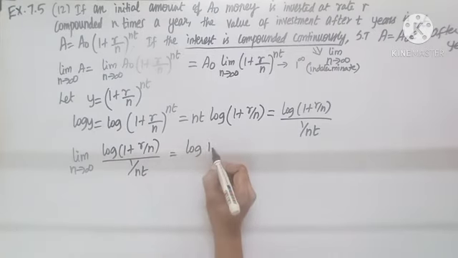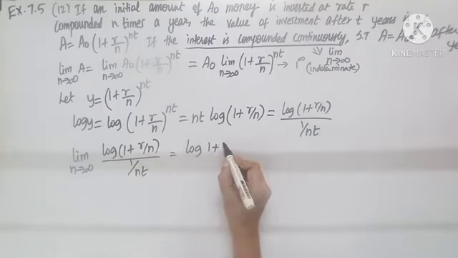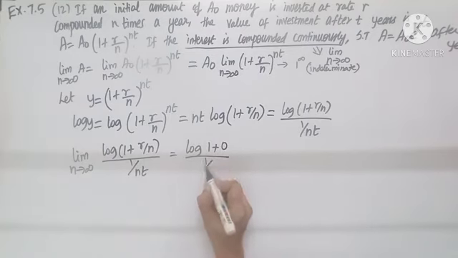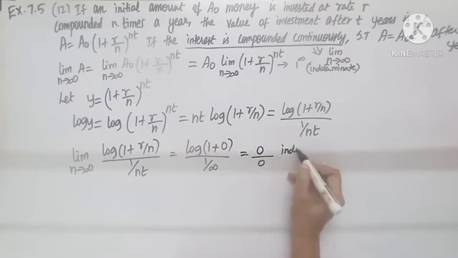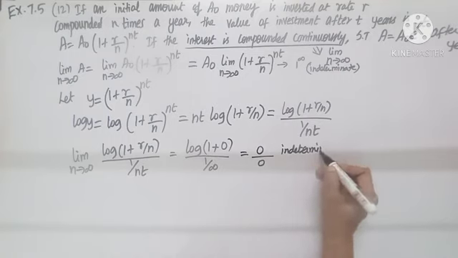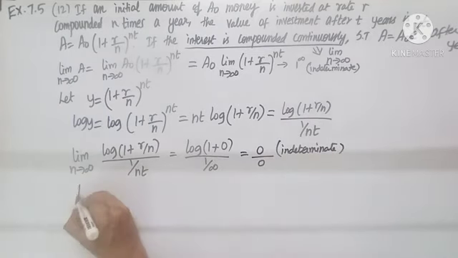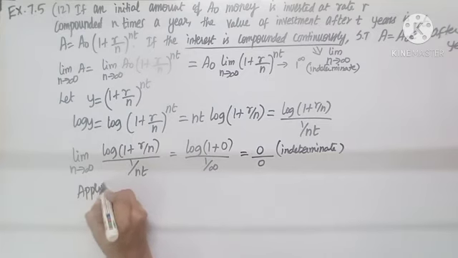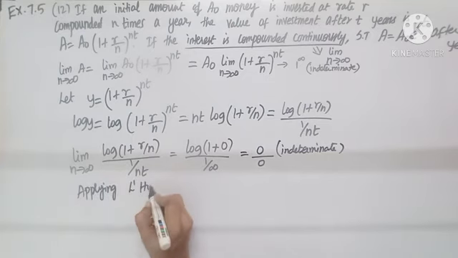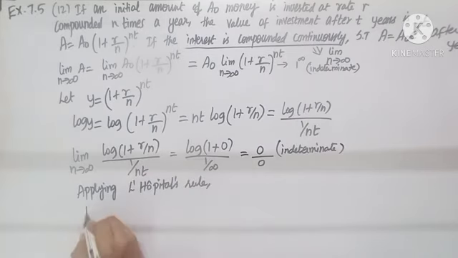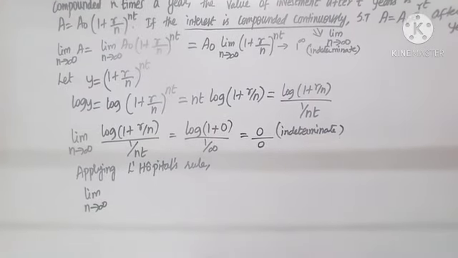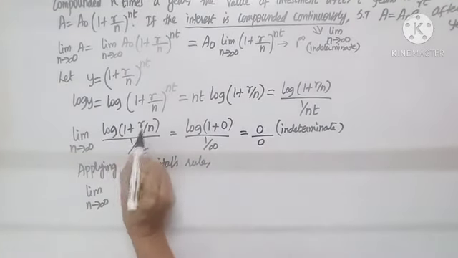Log 1 plus r by infinity will become 0 by 1 by infinity. Log 1 is 0. 1 by infinity also 0. We get indeterminate form. So we apply L'Hopital's rule. L'Hopital's rule tells me differentiate numerator separately and denominator separately. Limit, there is no change. We write as it is. Log 1 plus r by n.